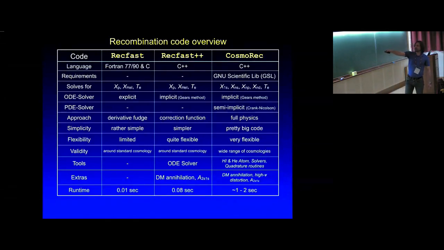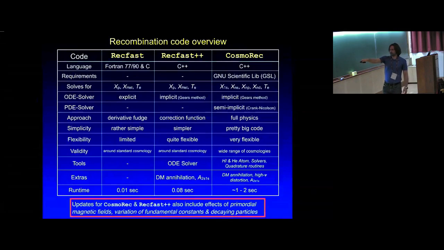And there are already some extras here in CosmoRec and RecFast++. I told you already yesterday there's primordial field heating, magnetic field heating, and variation of fundamental constants and decaying particles. These are already implemented in RecFast++ and CosmoRec. Whereas in RecFast, very often people just have their own implementations and modifications.